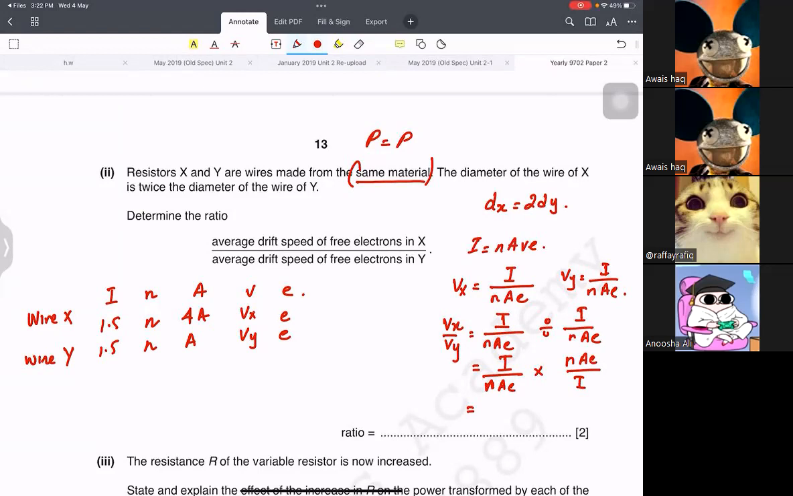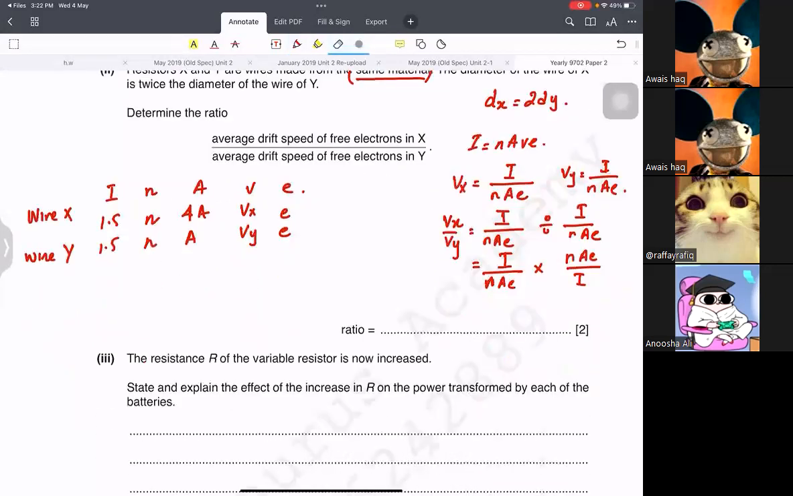So let's keep on putting the values. I took a lot of space, so I'm gonna use this space. Okay, so 1.5 over n, A is 4A for X.